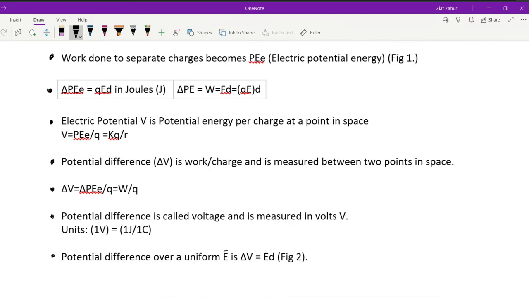This is a vector. Now, even though E is a vector, we're actually using it as a magnitude when we do the VED equation, because it is just a constant value. But we know that E does have a direction, and E is pointing away from the positive and towards the negative.